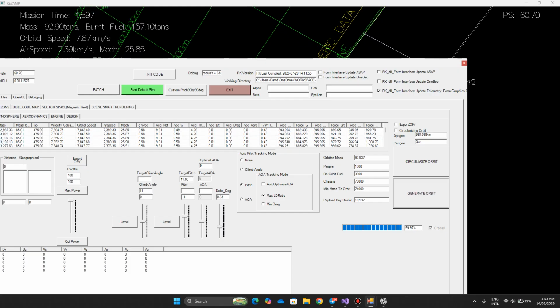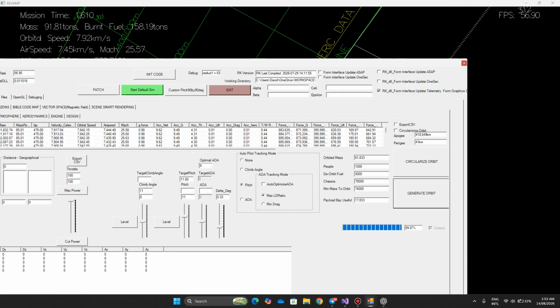I am now circularizing my orbit. Oh, actually, no, I'm not circularizing my orbit. I've re-engaged the throttle after the autopilot cut it, until I reach a drift velocity that takes me to an apogee of 500 kilometers.